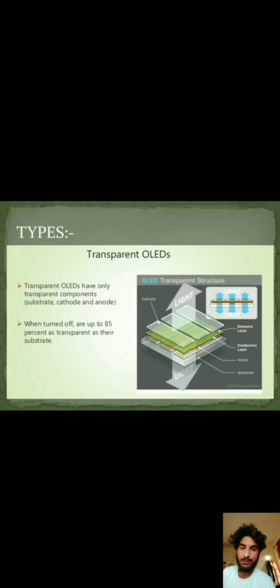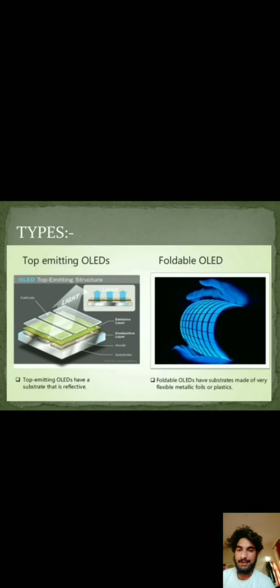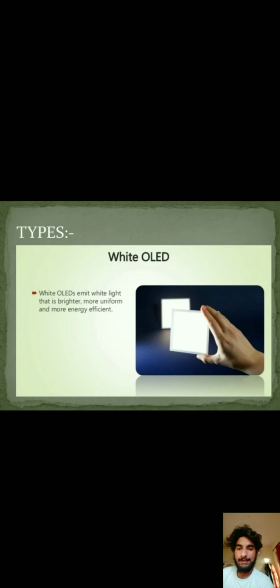Next is transparent OLEDs. Transparent OLEDs have only transparent components, that is substrate, cathode and anode. When turned off, they are up to 85% as transparent as their substrate. Next is top emitting OLEDs. They have a substrate that is reflective. Foldable OLEDs. They have a substrate made of very flexible metallic foils or plastics. Last one is white OLEDs. It emits a white light that is brighter, more uniform and more energy efficient.